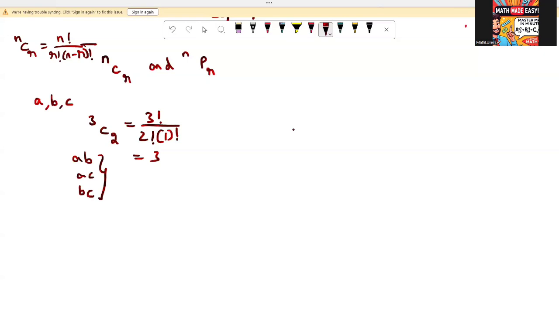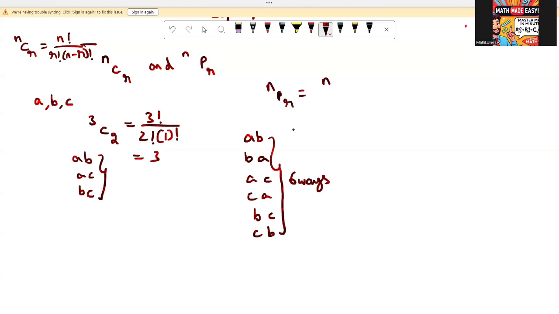But the same in nPr, meaning the order also matters. So AB can be written, BA can be taken up, AC also CA, BC also CB. So this makes it 6 ways. That's why our nPr formula is given by n factorial by n minus r factorial. Since nPr follows the ordering idea, there'll be more ways of doing it compared to nCr.